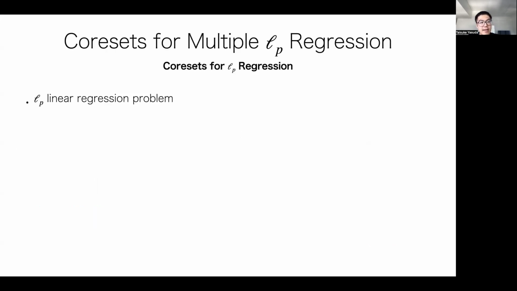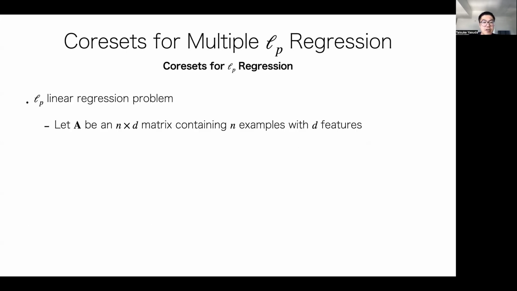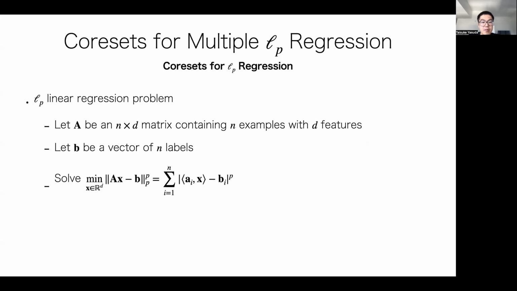In this work, we study the LP linear regression problem, where our input is a design matrix A, which consists of n examples and d features, as well as a target vector B, which contains n labels. And our goal is to approximately minimize the objective function, which is given by Ax minus b in the LP norm, ranging over all d-dimensional vectors x.